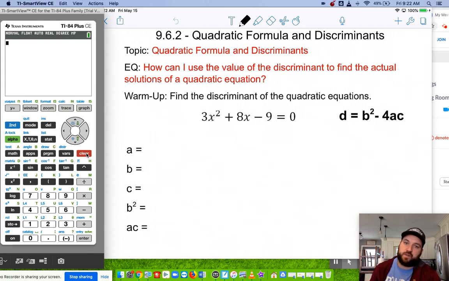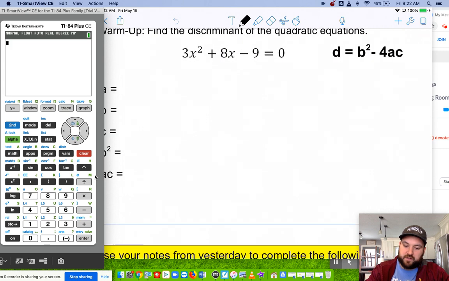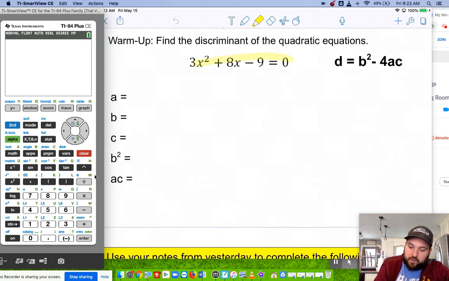So previous video, 9.6.1, talked about discriminants and what the discriminant meant about how many solutions there were in an equation. Today, we're going to actually figure out what those solutions are. So we're going to start by finding the discriminant of this equation.